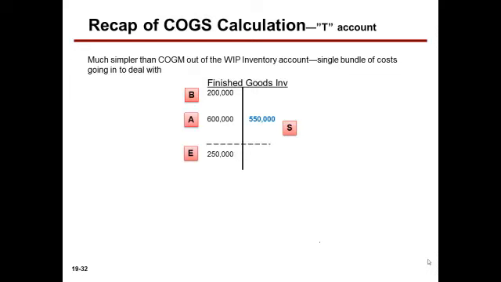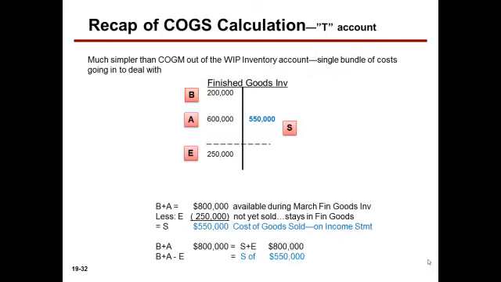Again, looking at a T account, the calculation of cost of goods sold is much simpler than COGM because the finished goods inventory is dealing with a single bundle of costs going into it. Not three additions, only finished goods, $600,000. Our math at the bottom. What's our cost of goods sold for the period? Beginning $200,000 plus additions of $600,000 completed goods during the period. Subtracting out our ending inventory of $250,000 remaining means we sold $550,000. That value increases our cost of goods sold account on the income statement.